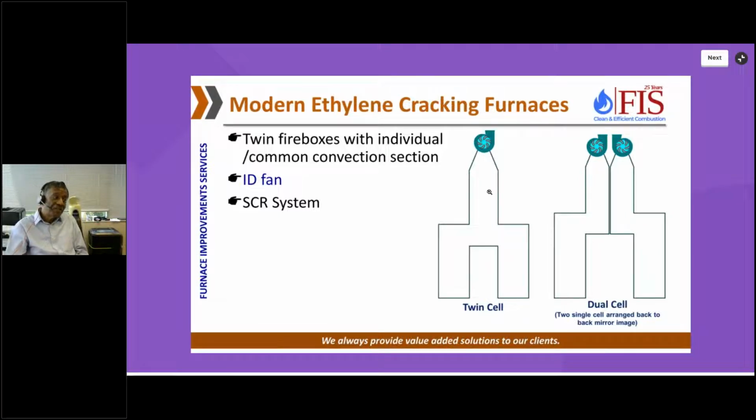A lot of furnaces have even SCR systems. They are meant for reducing NOx, selective catalytic reduction system. So they are built into the convection section and they reduce the NOx emissions in the furnace.